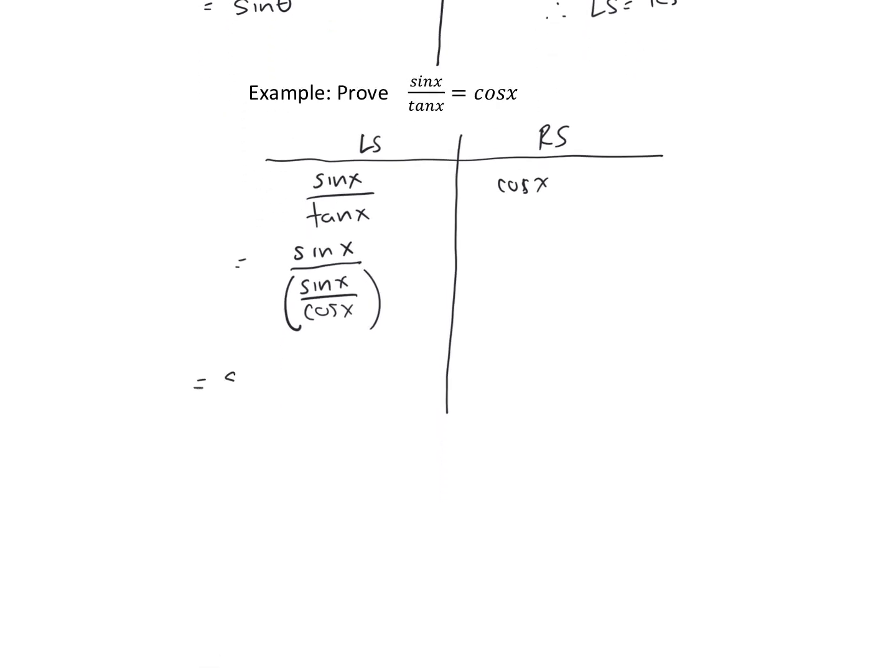Well, I'm dividing, so I could take the numerator and multiply by the reciprocal of the denominator. Now, what can I do to simplify? Well, I can reduce. I see that there's a sine in the numerator, a sine in the denominator, and that leaves me with cosine. So now left side equals right side, they both equal cosine, and I have proven this identity to be true. All right, so they will get a little bit harder as we go on here.